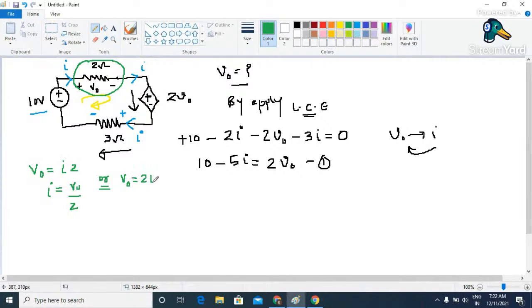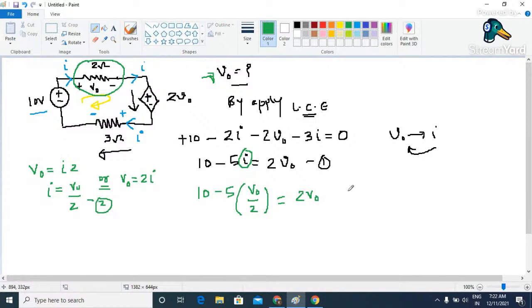Because our objective is to solve for V naught, we will replace this I in terms of V naught. Let this be your equation number 2. So from equation 1 and 2, I can write here 10 minus 5, and instead of I, writing V naught by 2, which is going to be equal to 2 times V naught.